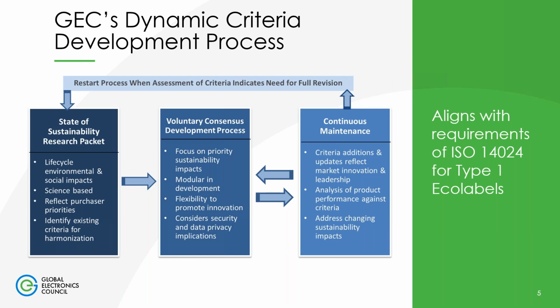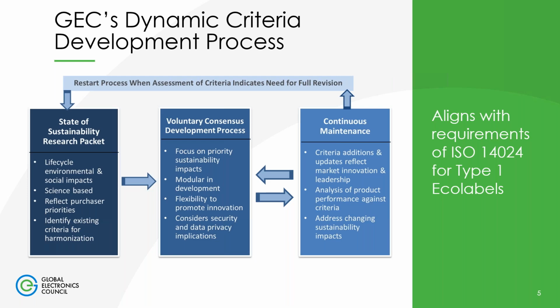Now, within the voluntary consensus process, there's a few key characteristics for criteria. Now, we want to make sure that our criteria focus on priority sustainability impacts, and we'll be identifying those in the state of sustainability research. Now, what this might mean is that going forward, we might find that some criteria that we have in our existing program might not be impactful. So let's not spend resources on criteria that don't move the sustainability needle. That might happen. Now, we also seek to develop modular criteria that can be applied across all categories where possible, which will create the efficiency and harmonization across the categories, as I said before.